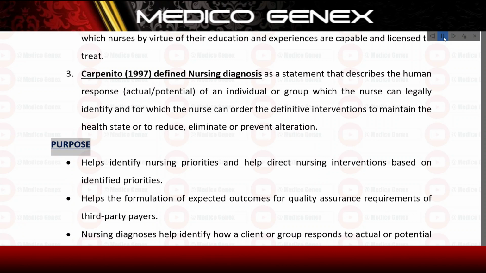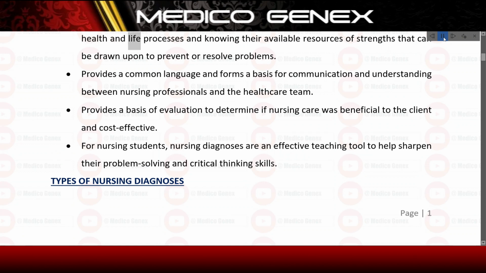Purpose. Helps identify nursing priorities and helps direct nursing interventions based on identified priorities. Helps the formulation of expected outcomes for quality assurance requirements of third-party payers. Nursing diagnoses help identify how a client or group responds to actual or potential health and life processes, and knowing their available resources or strengths that can be drawn upon to prevent or resolve problems.